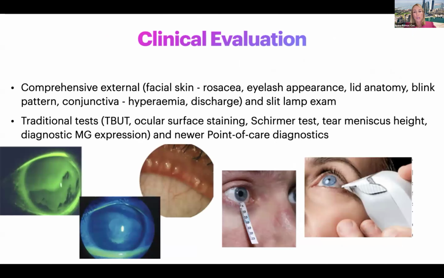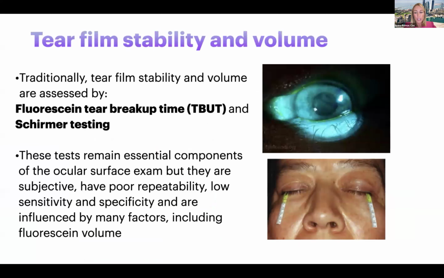When doing clinical evaluation, of course, we start with a comprehensive external and slit lamp exam. We have traditional tests: tear breakup time, ocular surface staining, Schirmer test, and diagnostic meibomian gland expression. And we also have newer point of care diagnostic tests. Traditionally, tear film stability and volume are assessed by fluorescein tear breakup time and Schirmer testing. These tests are still an essential component of the ocular surface exam, but they have some disadvantages, mainly poor repeatability, and they are pretty much subjective.